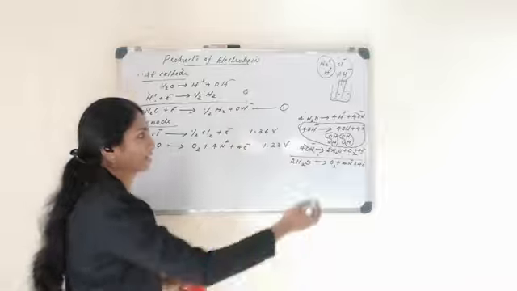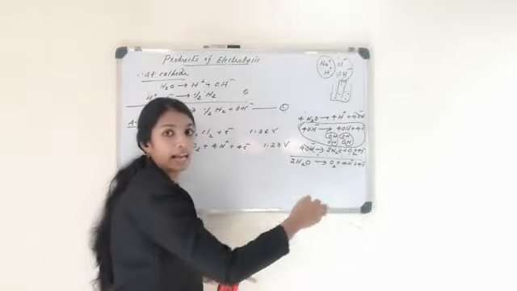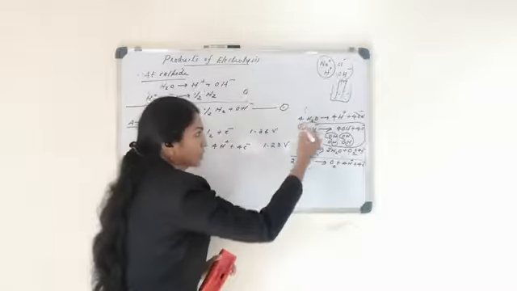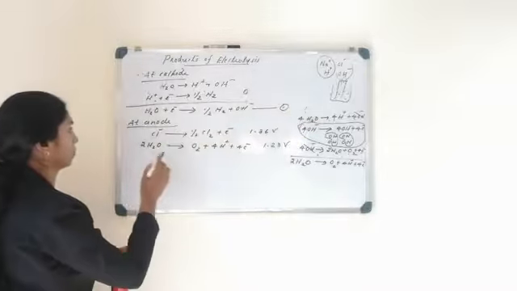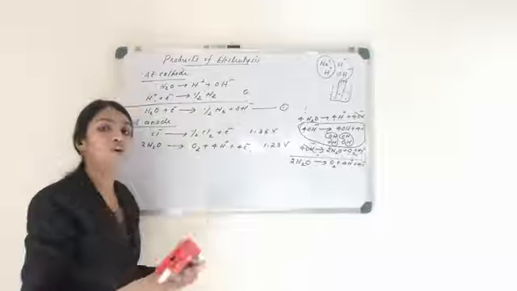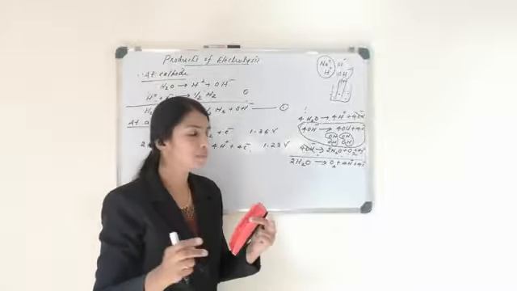You don't need to write these equations. Okay, I have just shown how it comes. Clear? You don't need to write this equation. You just remember the equation that occurs at the anode is this one. Okay, I have just shown how it comes. Clear?